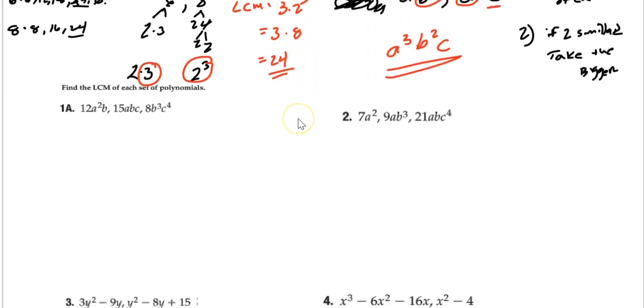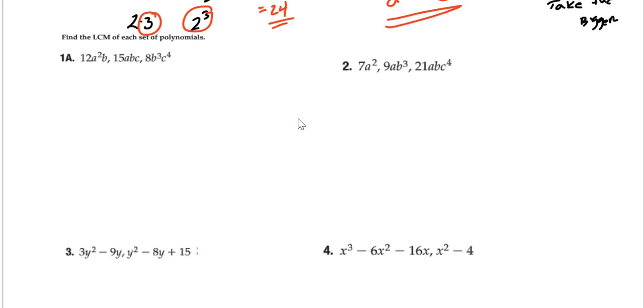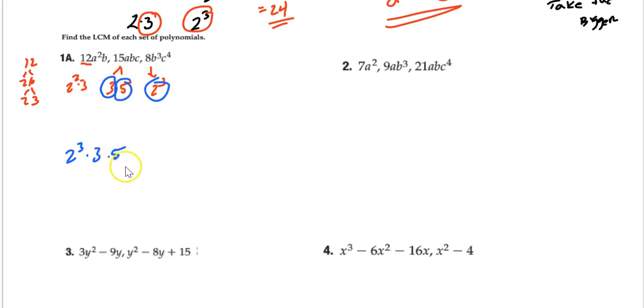So let's do some examples real quick. The first one: again, with the numbers, I'm going to prime factor it. So 12 is 2 times 6, 2 times 3, so 2 squared times 3. 15 is easy, 3 times 5. And 8 we know is 2 cubed. Let's take one of each. I need 2. The biggest 2 is right here, so 2 cubed. I need a 3. It doesn't matter which one I take, they're both the same. And I need a 5. That's my LCM for the numbers.